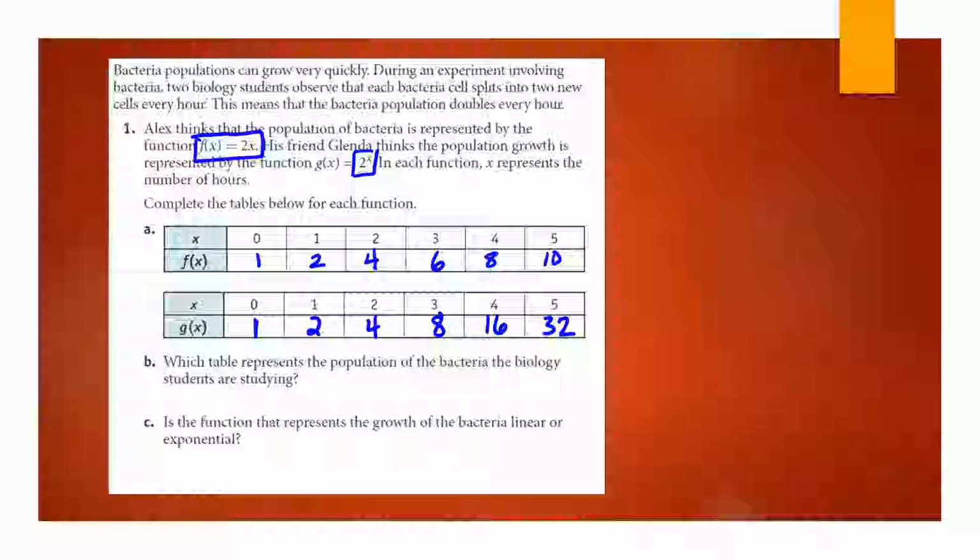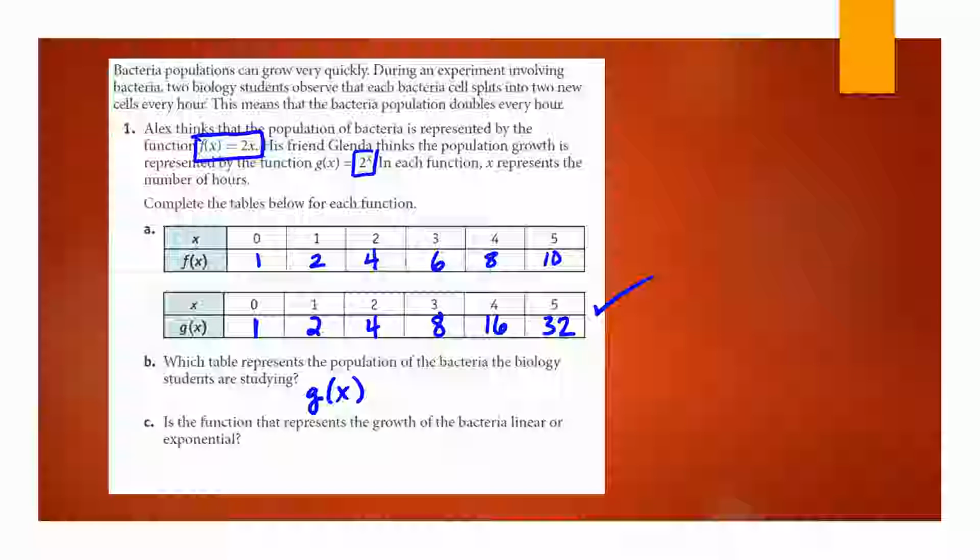So which table represents the population of the bacteria the biology students are studying? It's supposed to be doubling every hour. Which one shows doubling every hour? And that would be the g of x table, right? This one. Because this one's doubling at first, it looks like it is, but then after 2 hours it's doing a different thing.